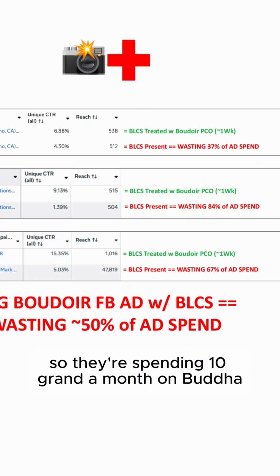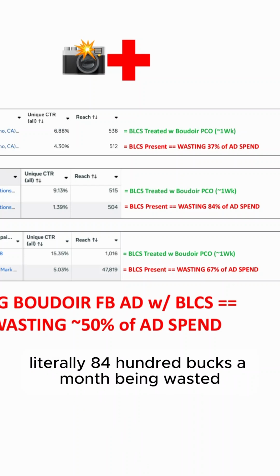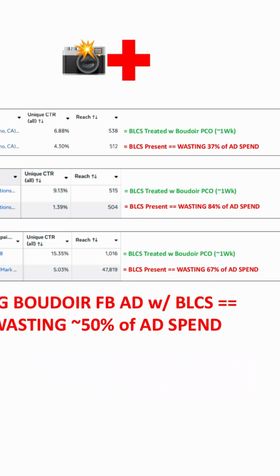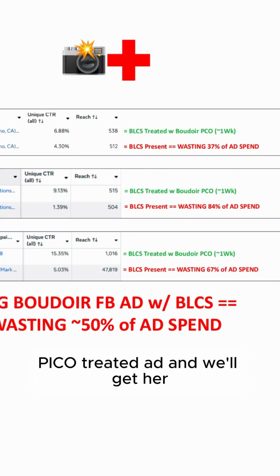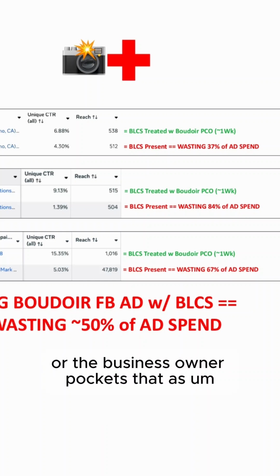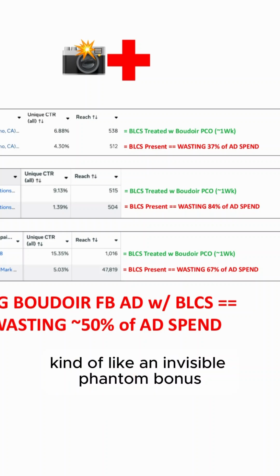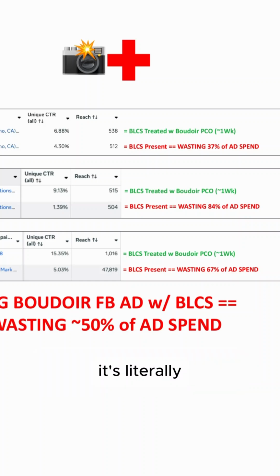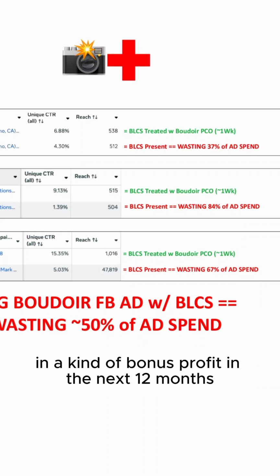So if they're spending 10 grand a month on Boudoir Facebook ads, literally $8,400 a month is being wasted, thrown out the window. So what we can do now with this Boudoir Pico treated ad is eliminate that wasted ad spend and only spend the difference, $1,600 a month, on the Boudoir Pico treated ad, and we'll get our ad into the same number of women's brains as the original at a 10 grand a month spend. So massive gains there, and we pocket that $8,400, or the business owner pockets that, as kind of an invisible phantom bonus, phantom profit, because it's not being wasted. It's literally something like 100 grand in bonus profit over the next 12 months.